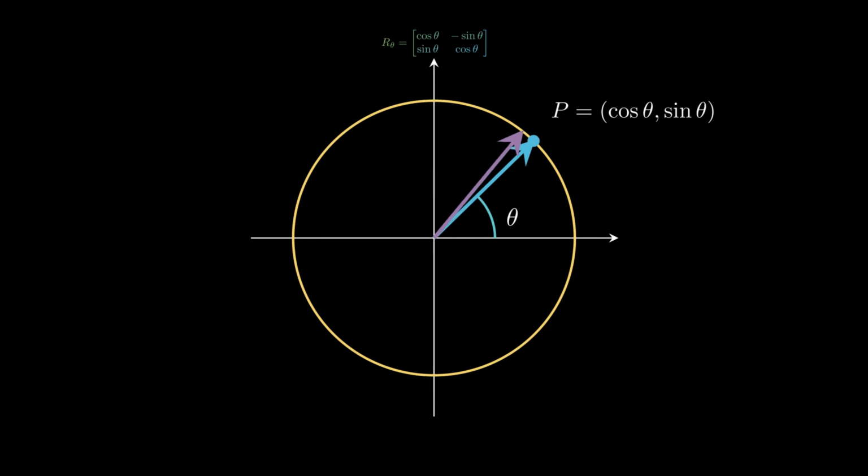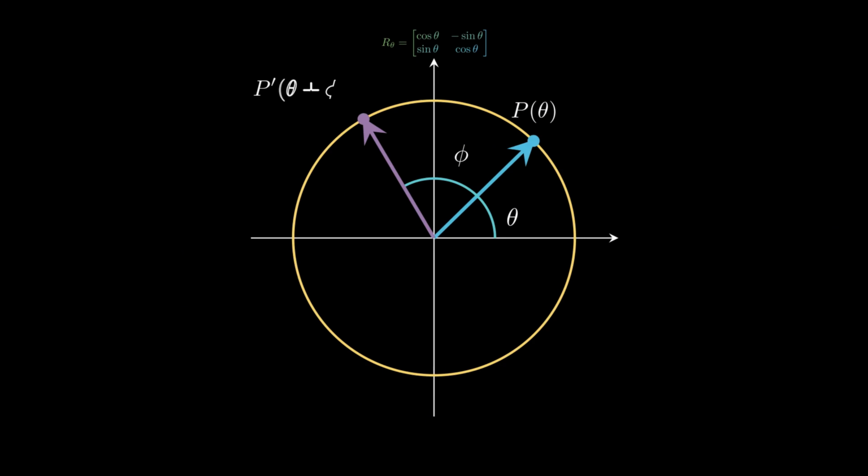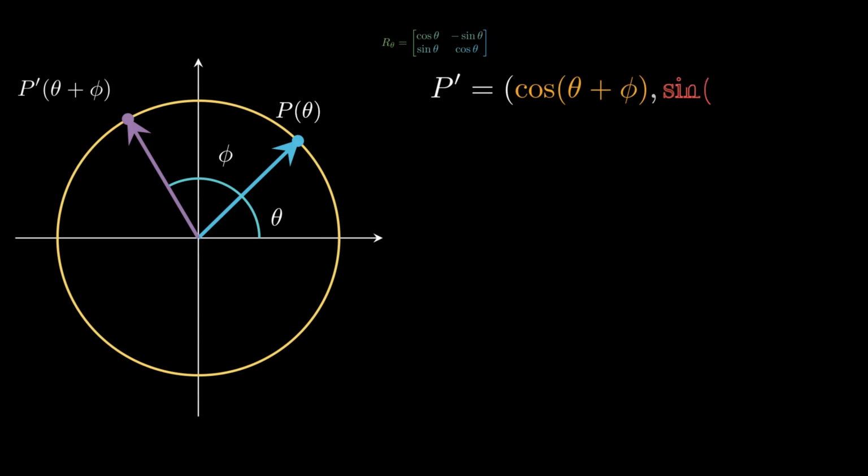Pick a second angle phi, and draw a vector from the origin that makes that angle between the vector and the first vector. The angle between the x-axis and the second chosen vector should be theta plus phi. We have now rotated point P by some angle phi. The coordinates for this new point are shown here.